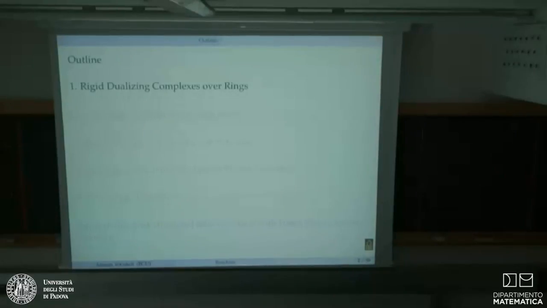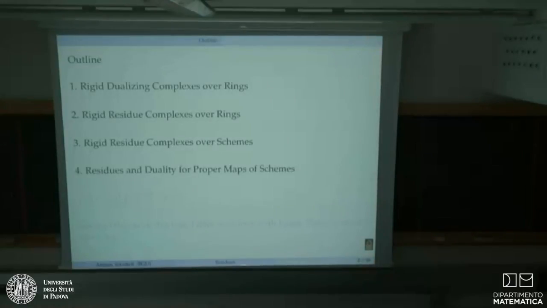So the idea is, let me outline. I will begin with talking about some commutative ring theory. The initial parts are joint work with James Zhang. I'll explain rigid dualizing complexes over rings, and then I will talk about very special, very nice kinds of such complexes called residue complexes. And then I will show how everything fits on schemes. Up to here, numbers 1, 2, 3, 4 are basically a variation on what Grothendieck had done already in 1966 in Residues and Duality. So up to this point, we recover most of the results.